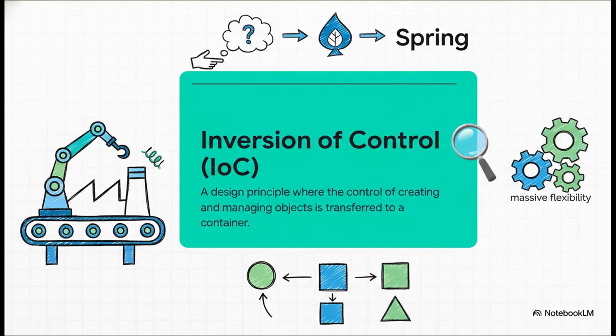So here's the big change. With inversion of control, your code stops being the boss that has to create everything. Instead of your code saying, I need to create a new engine object, it just raises its hand and says, hey, I need an engine to do my job. And the Spring framework, our assembly line manager, hears that request and just delivers a ready-made engine. You give up the boring job of creating things, and in return, you get an incredible amount of flexibility.